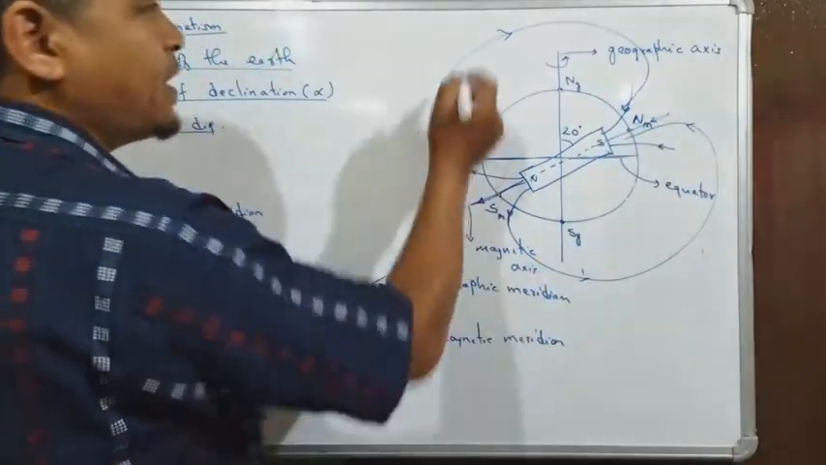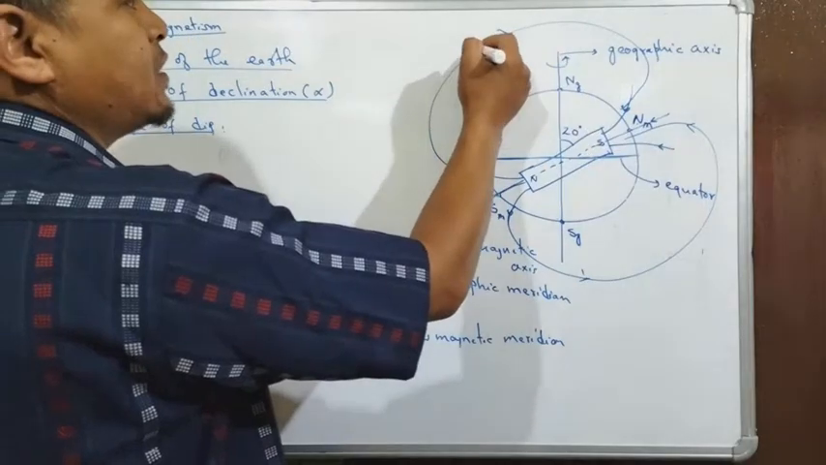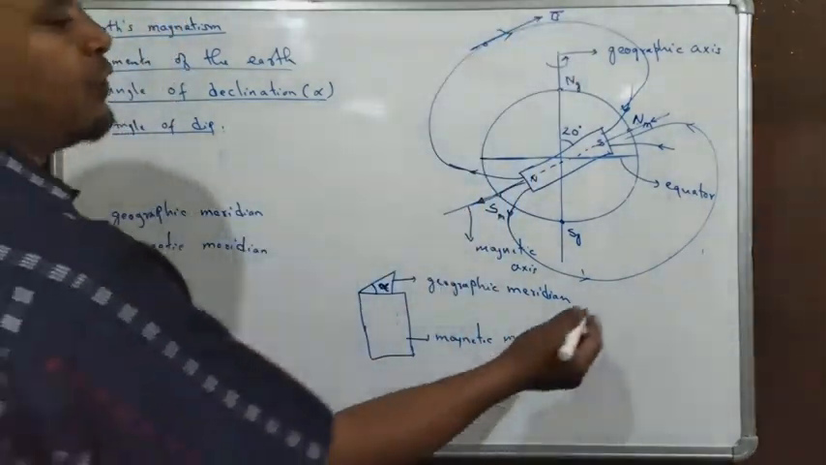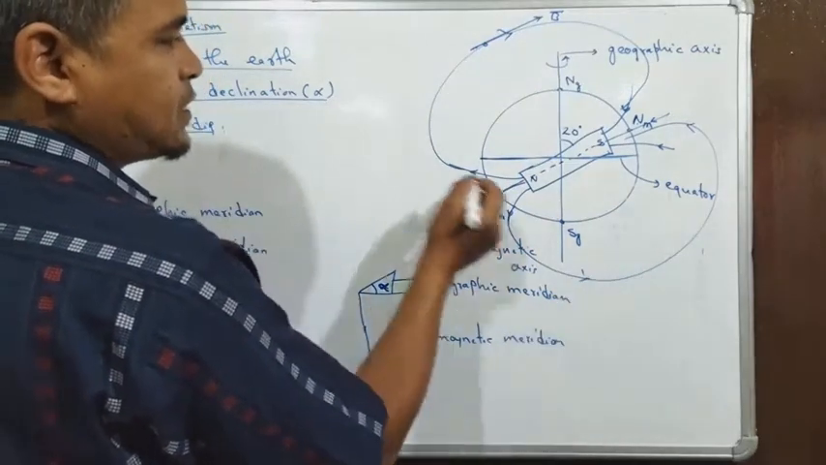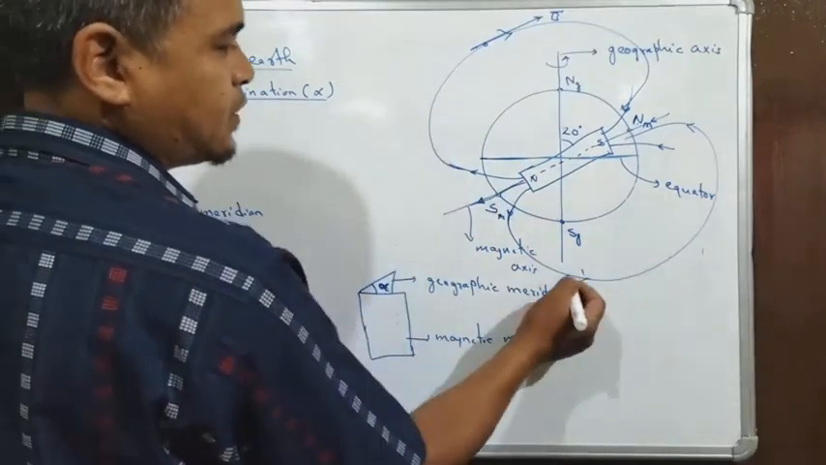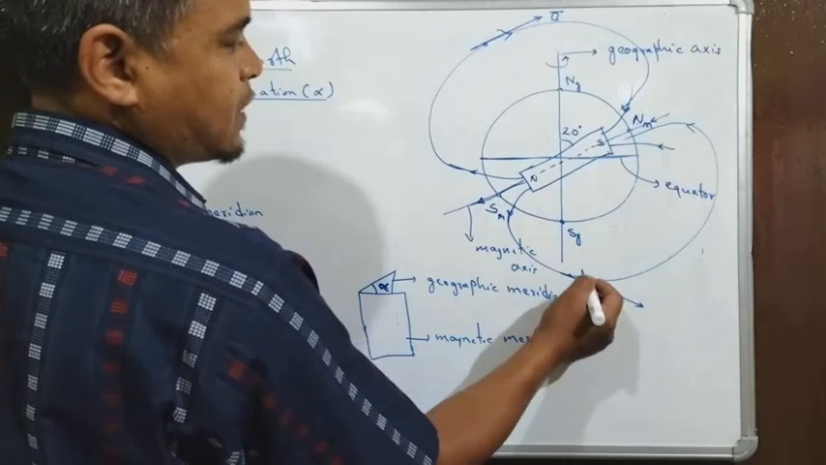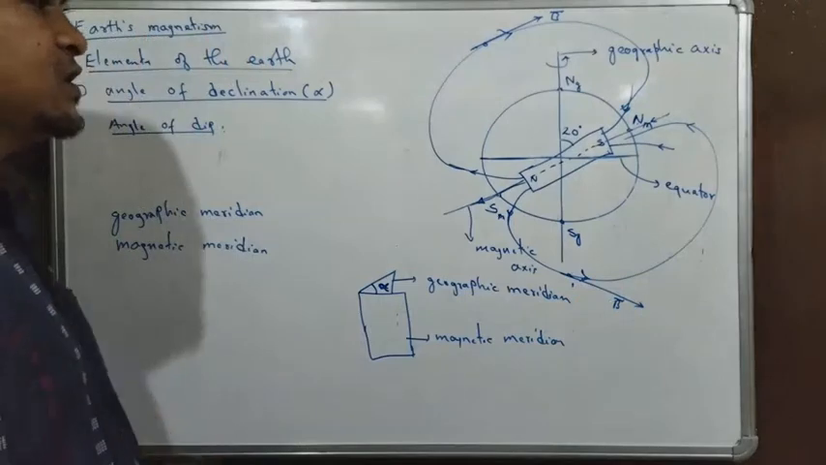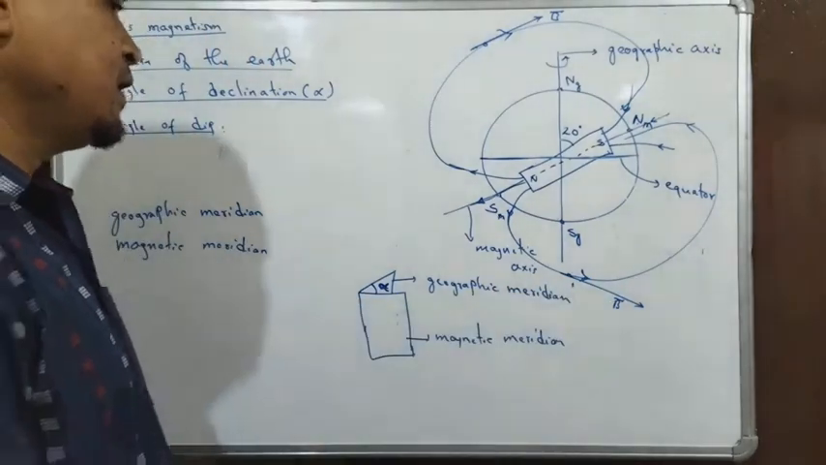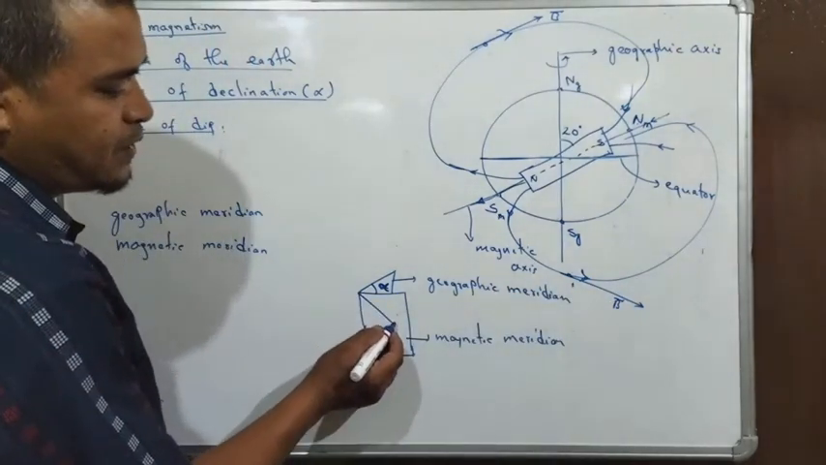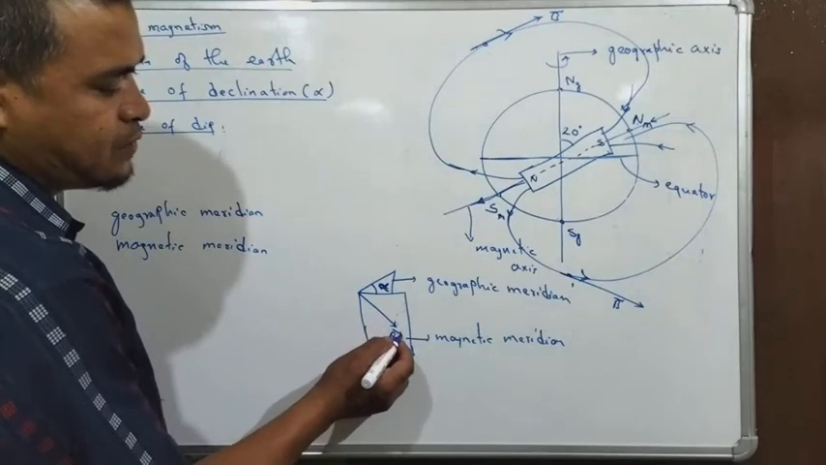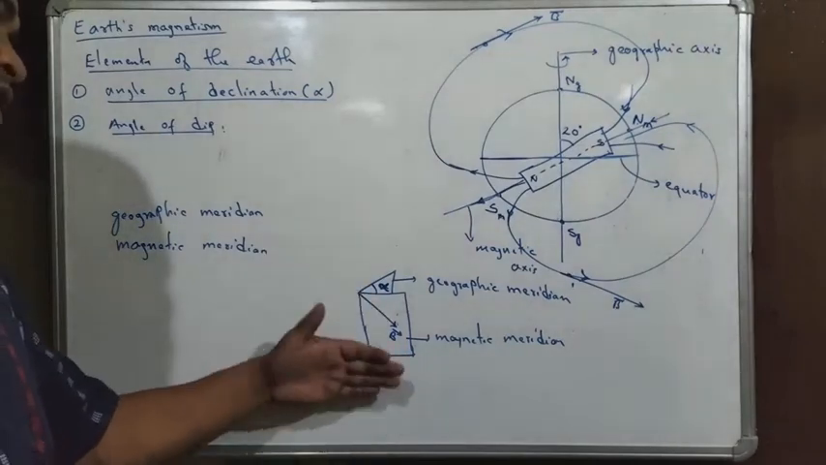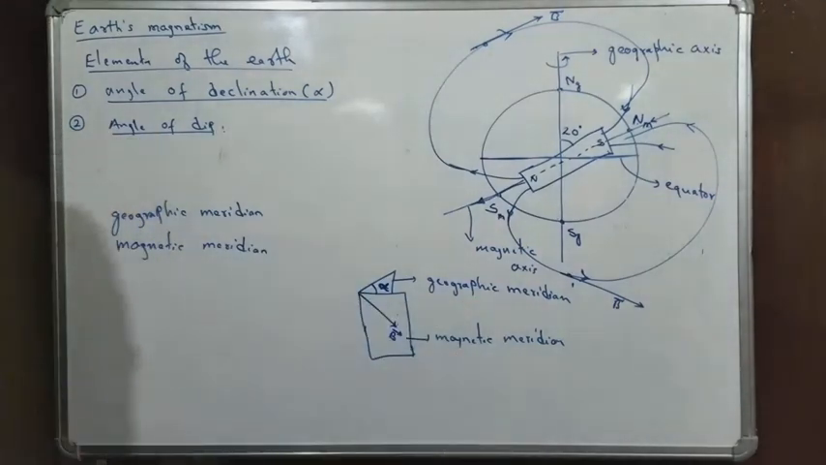At any point, let's say at this point, this is the direction of the magnetic field B. Or at this point, this is the direction of the magnetic field B. Now, if you consider this point here, this magnetic field B is acting along this direction, and it should be acting along the magnetic meridian.